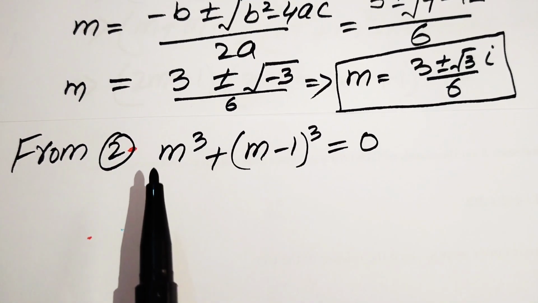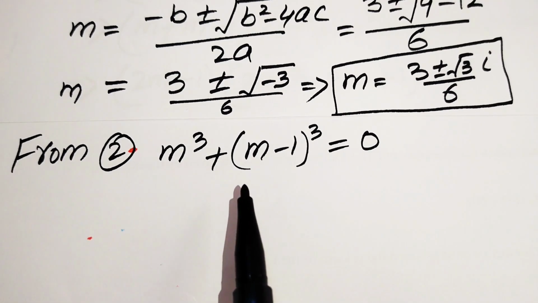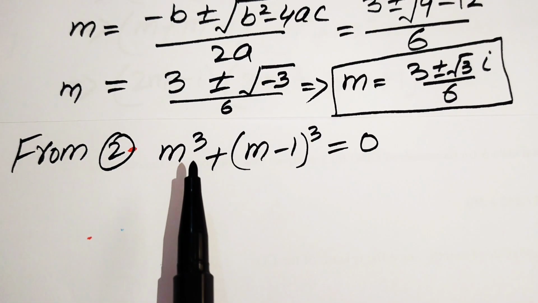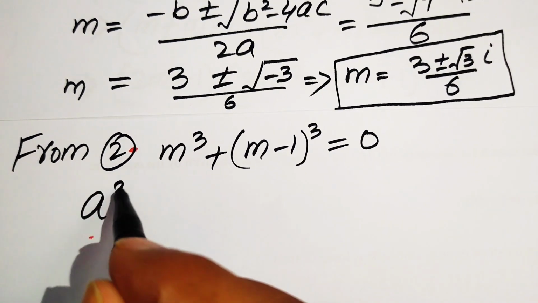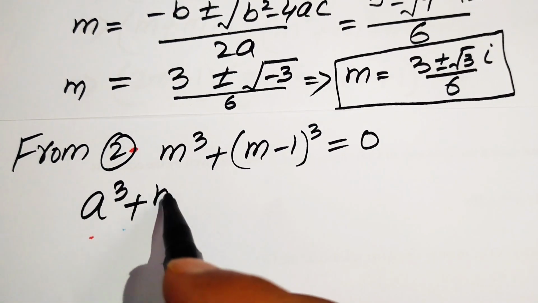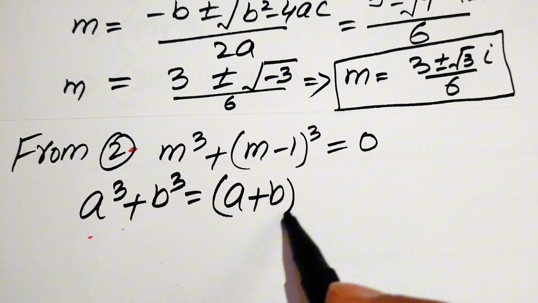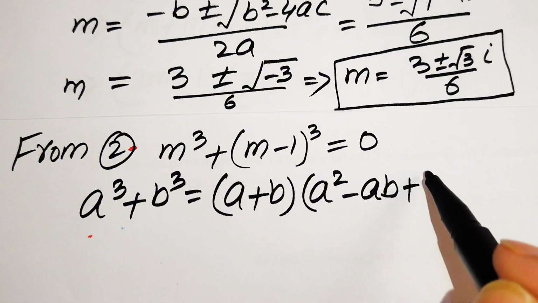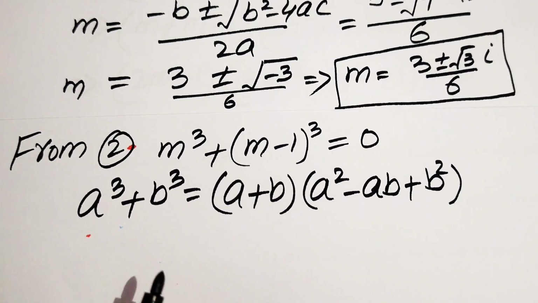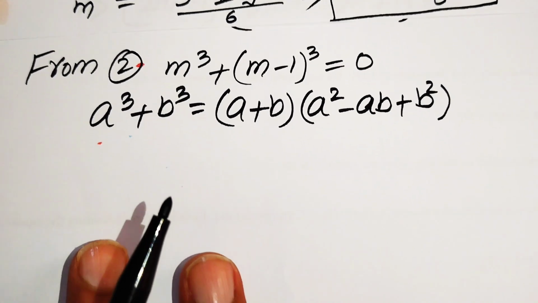So now, in order to find the other roots, we need to focus on equation number 2. So here we first copy down our equation number 2. And now we use the nice cubic formula, which is written in this form. If you have a cubed plus b cubed, it is equal to a plus b times a square minus ab plus b square. So now we use this cubic formula on the above equation.